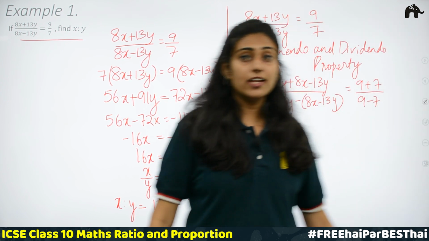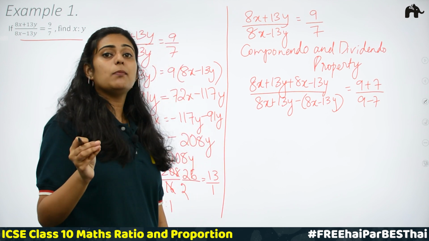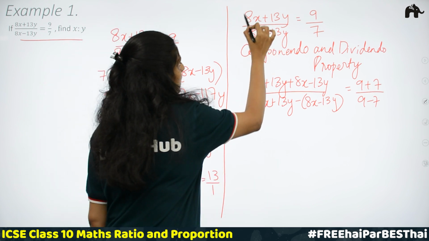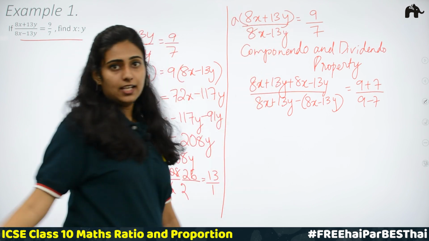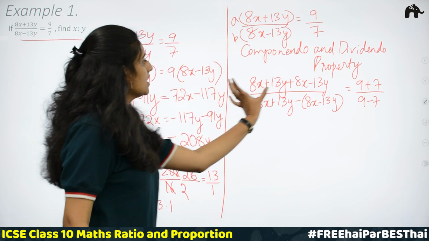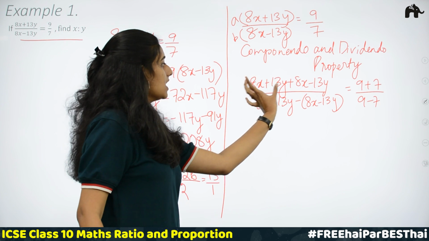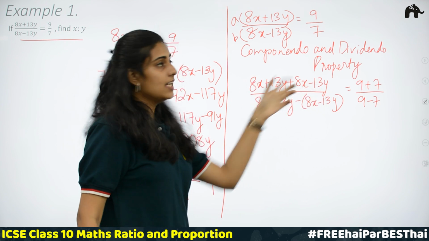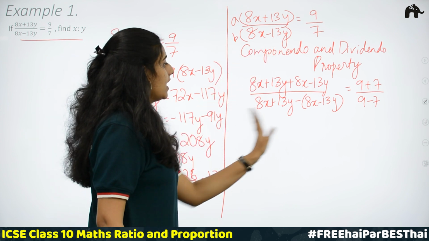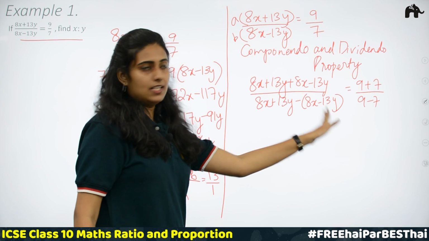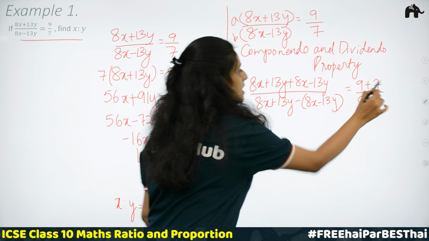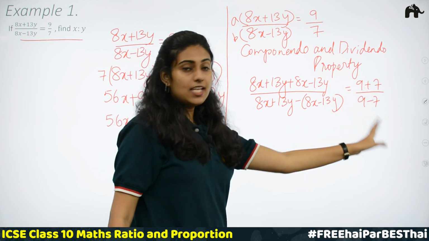What was componendo and dividendo property? A plus b divided by a minus b is equal to c plus d divided by c minus d. Here in place of a, this is what our a is in this case. This is b. Okay. A plus b means 8x plus 13y plus 8x minus 13y. A minus b means 8x plus 13y minus 8x minus 13y. Now, c and d. C is equal to 9 and d is equal to 7. C plus d, 9 plus 7. C minus d, 9 minus 7.